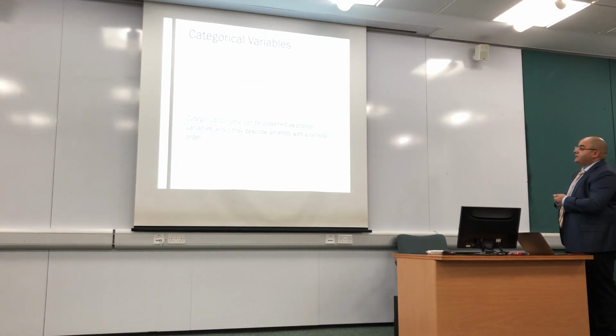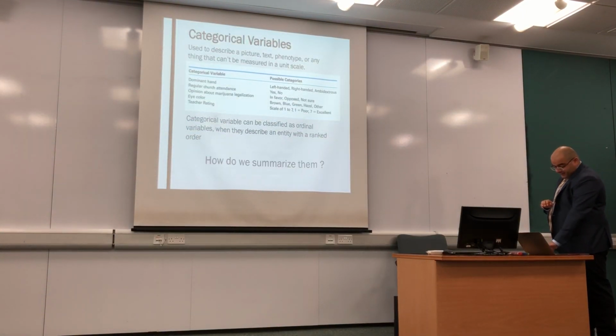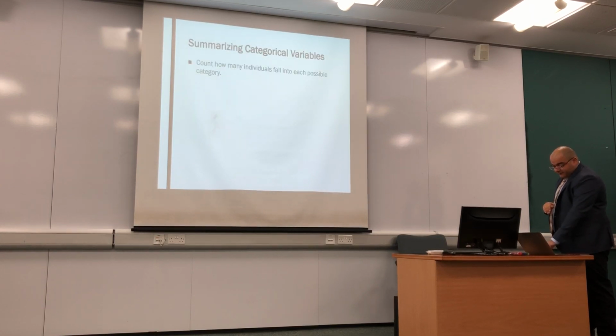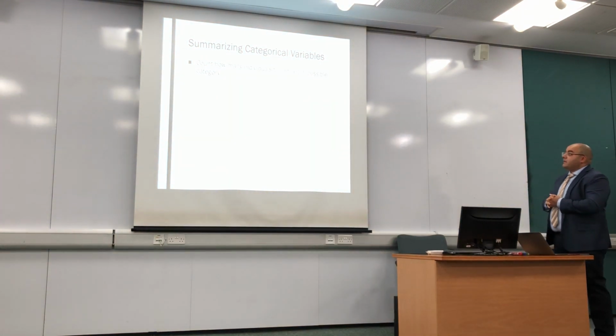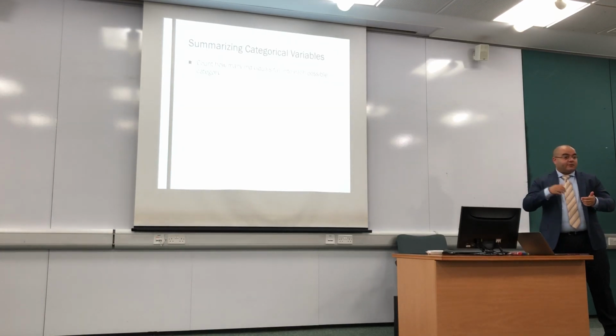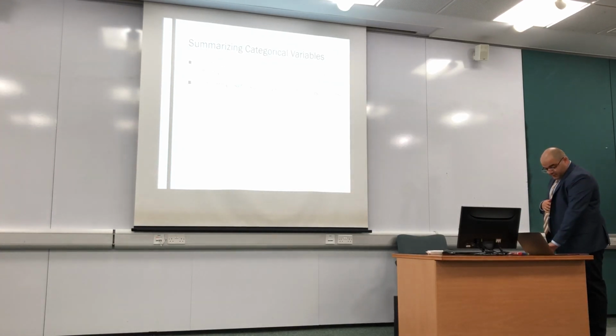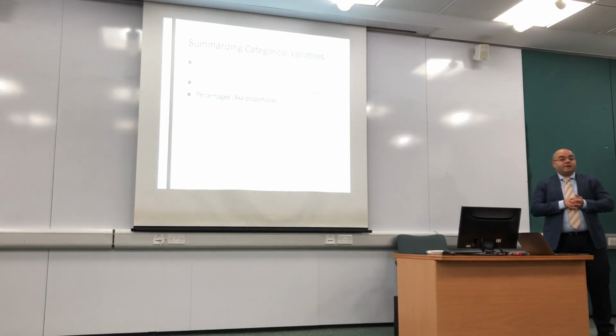Here it says we reviewed categorical data, the possible categories. And then we talked briefly about summarizing. Now, how do we summarize categorical data? We count how many individuals fall into each possible category: how many males, how many females, how many are smokers, how many are non-smokers, okay? Find a more useful statistic than basic counts: percentages, proportions.